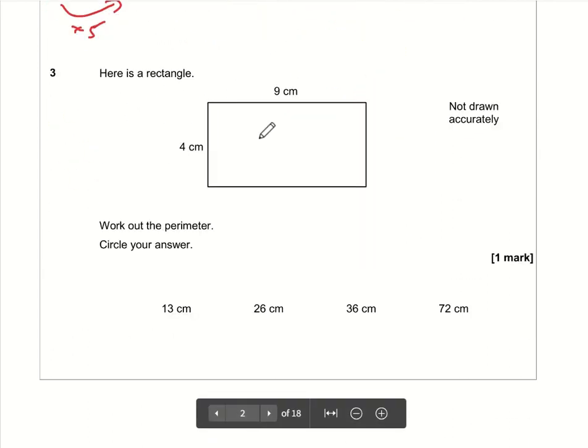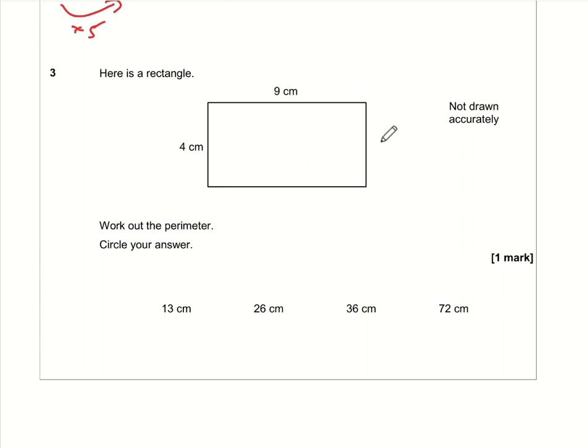Okay, so we want to work out the perimeter, so that is all the outside edges added together. So this side length is 4 centimeters and this is 9 centimeters, so 4 plus 9 plus 4 plus 9, or 4 plus 9 doubled, takes us to 26 centimeters.